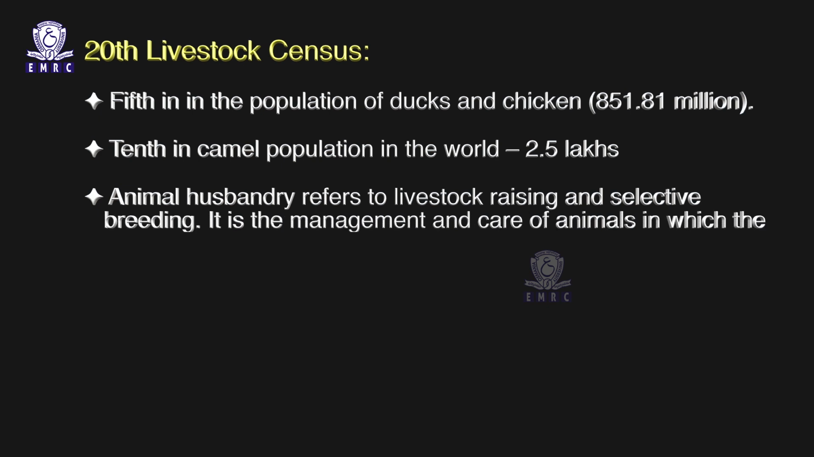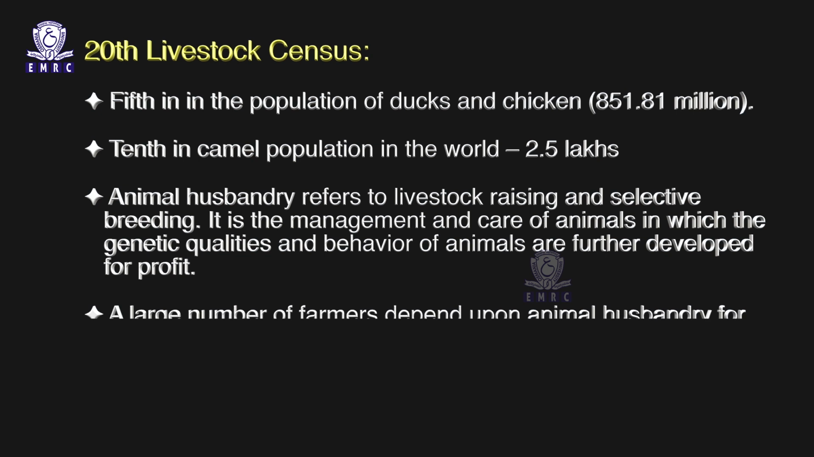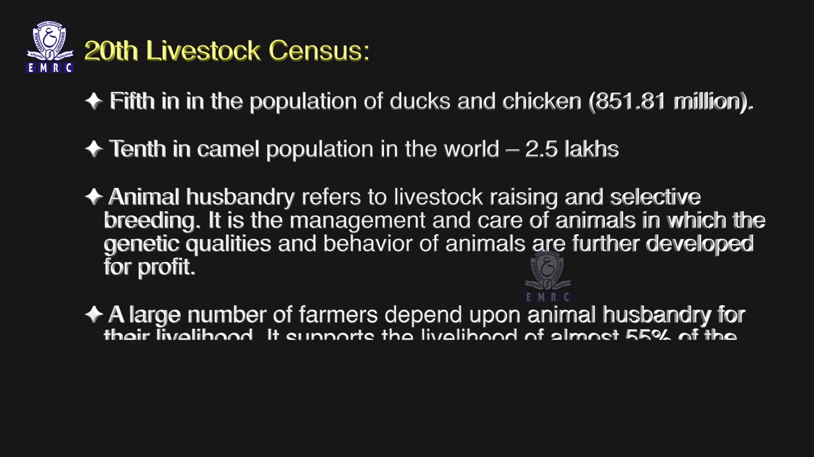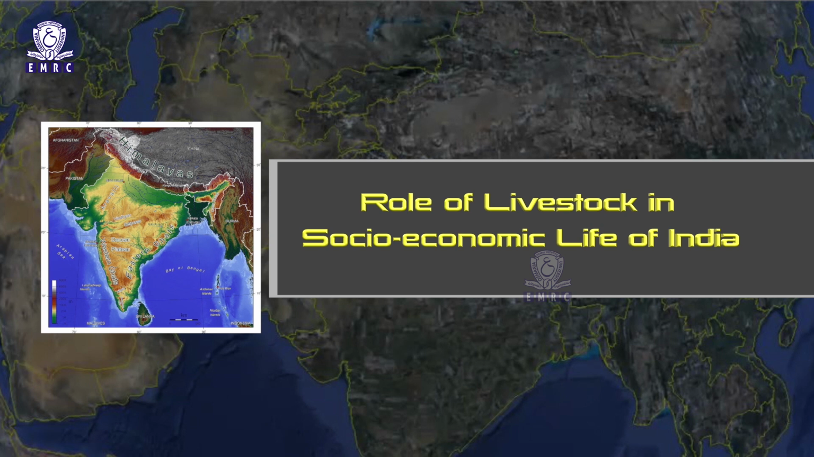Now let's move on. Animal husbandry refers to livestock raising and selective breeding. It is the management and care of animals in which the genetic qualities and behavior of animals are further developed for profit. A large number of farmers depend upon animal husbandry for their livelihood. It supports the livelihood of almost 55% of the rural population. The livestock plays an important role in the economy of the farmers.